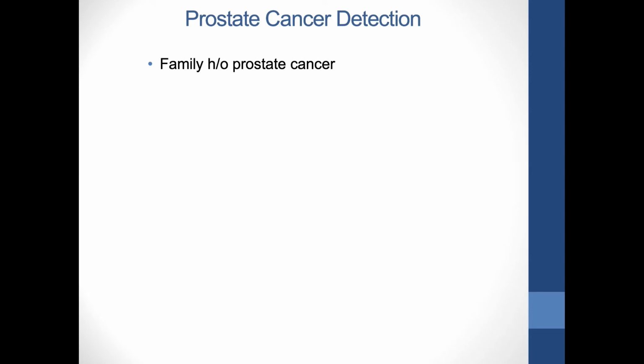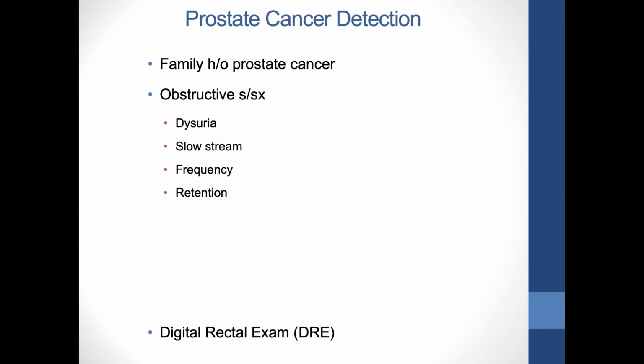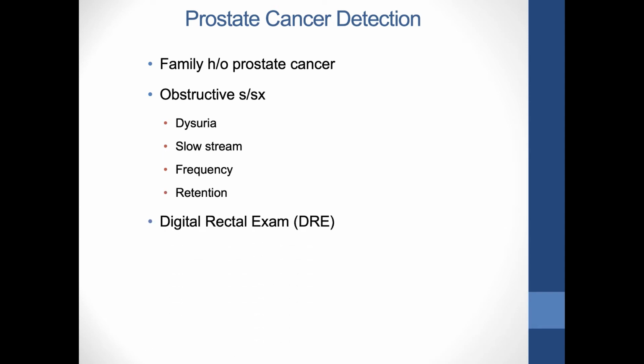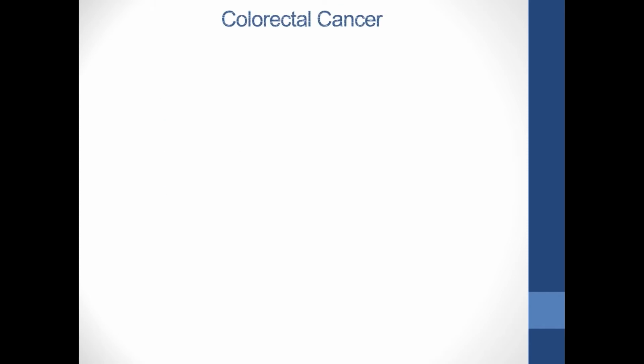With cancer detection, we're definitely going to be suspicious with our patients that have had a family history of prostate cancer. If they're complaining about any type of obstructive signs and symptoms, this would be complaints of dysuria, a slow stream, frequency or urgency, urinary retention. And so we're going to do a digital rectal exam.